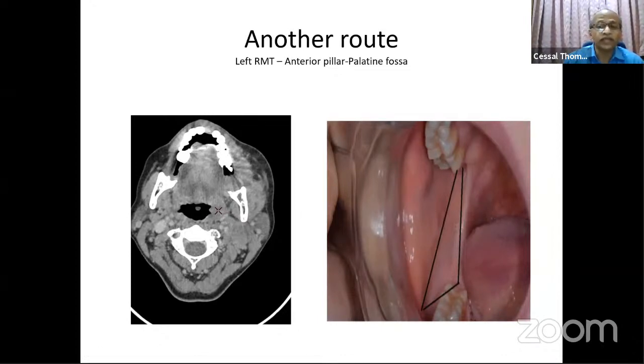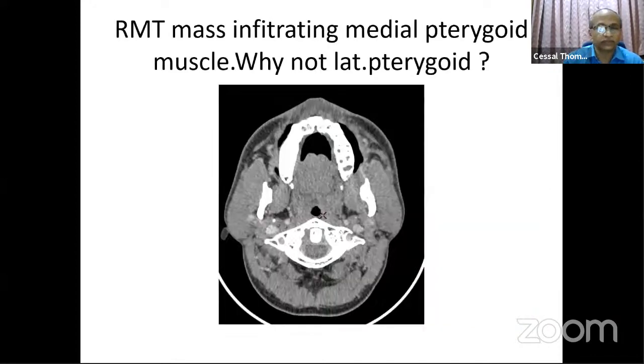Sometimes the mucosa may be intact, and still it can involve the superior constrictor muscle. The mucosa may be intact. Clinically, you won't see any lesion in the oropharynx. But when you take cross-sectional imaging, you can see the thickening of the superior constrictor muscle. So the imaging is very important.